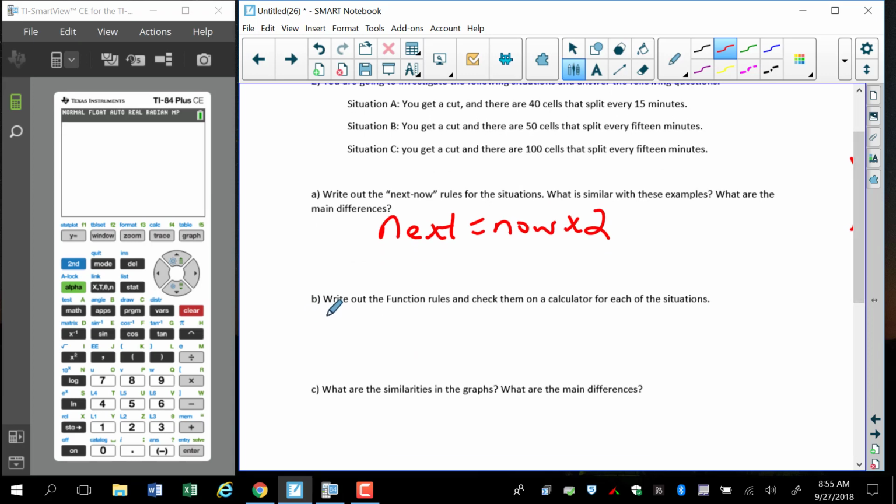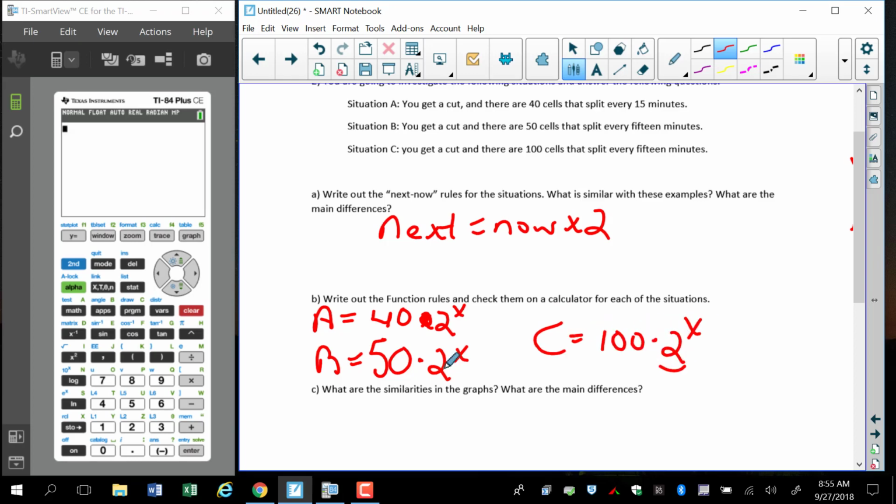So for situation A, I'll just put that A, that starts at 40 and doubles, 40 times 2 to the x. Situation B starts with 50 times 2 to the x. Situation C starts with 100. But notice they're all times 2 to the x because our next now rule is next equals now times 2.